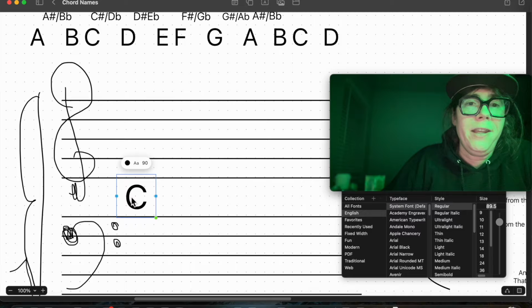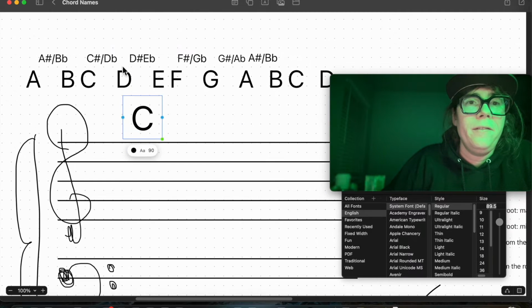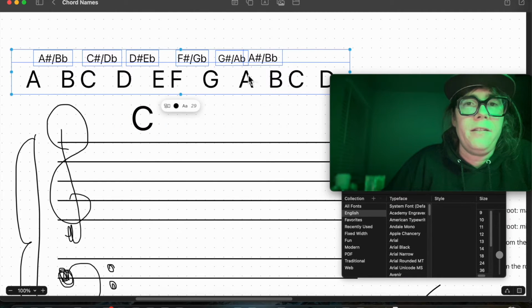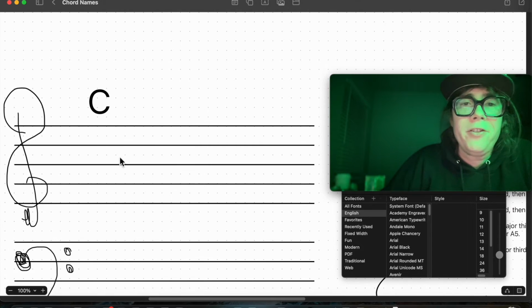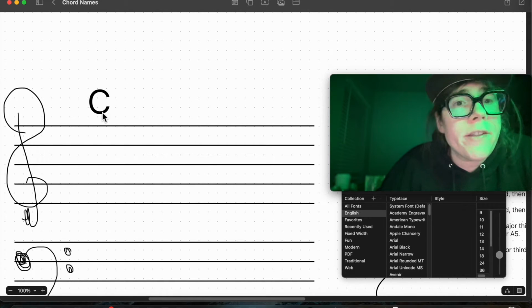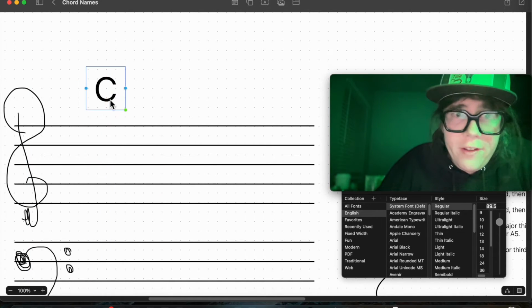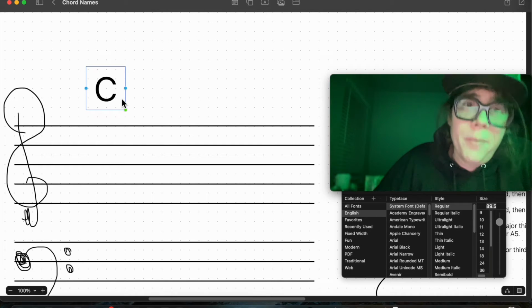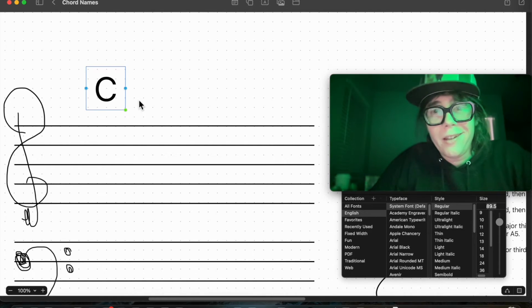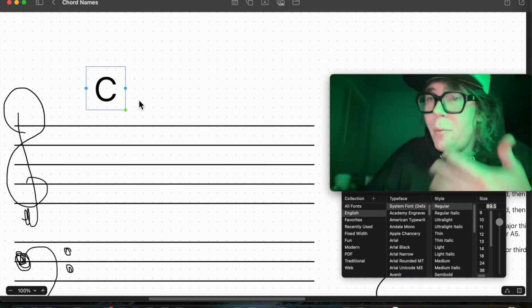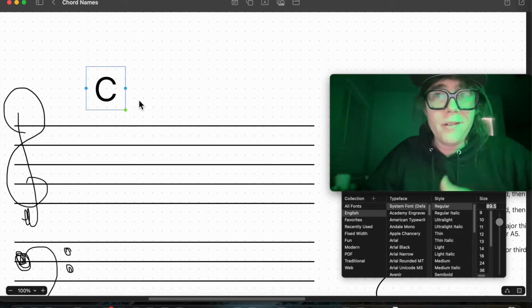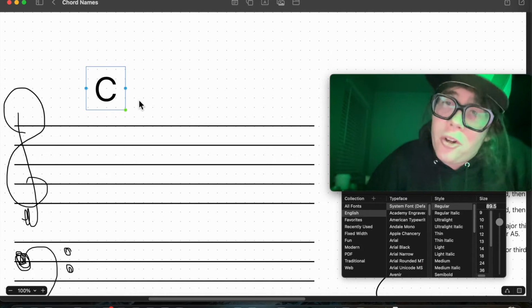Why say it when I can just show you? Let's get these guys out of the way. Okay, so imagine there was music here, do-do-do-do-do, and there's a C sitting above the staff, right? Do-do-do-do-do. But the C up here is telling someone who's playing a chordal instrument to play a C major chord.